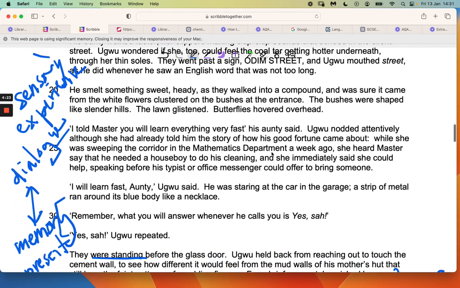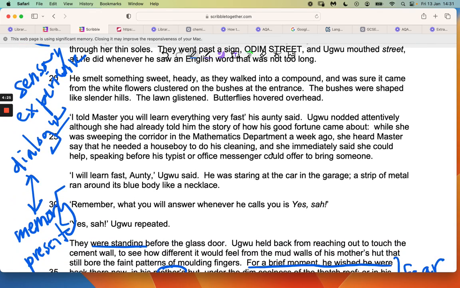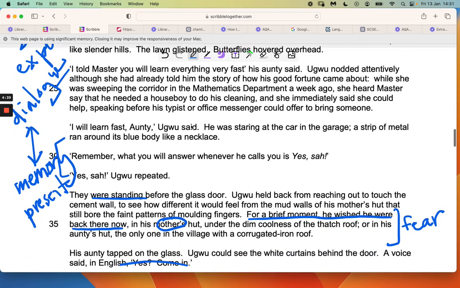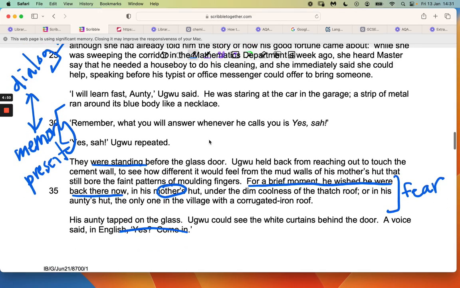Then you move down and you try to find where it shifts. Where do you see him feeling a different emotion? Now his auntie is speaking to him here with the use of dialogue that you might have picked up for Question 3. And she's telling him all about how he got this job. And he's promising her, I will learn fast, Auntie. He was staring at the car in the garage. A strip of metal ran around its blue body like a necklace, so he's still pretty impressed.